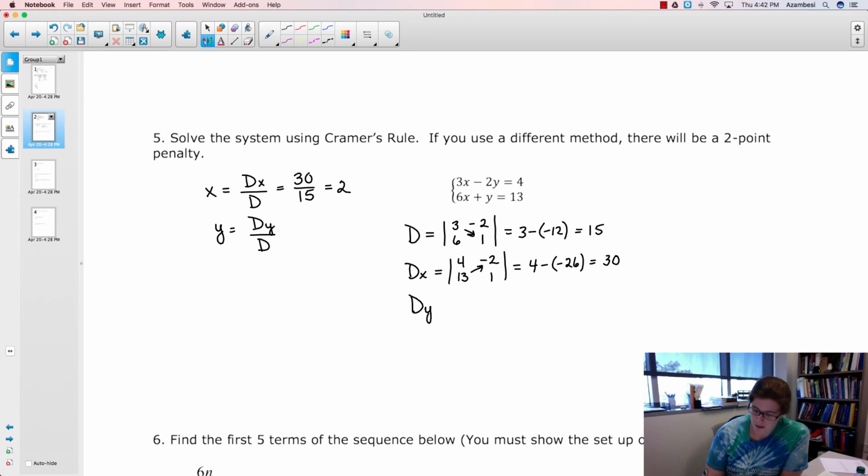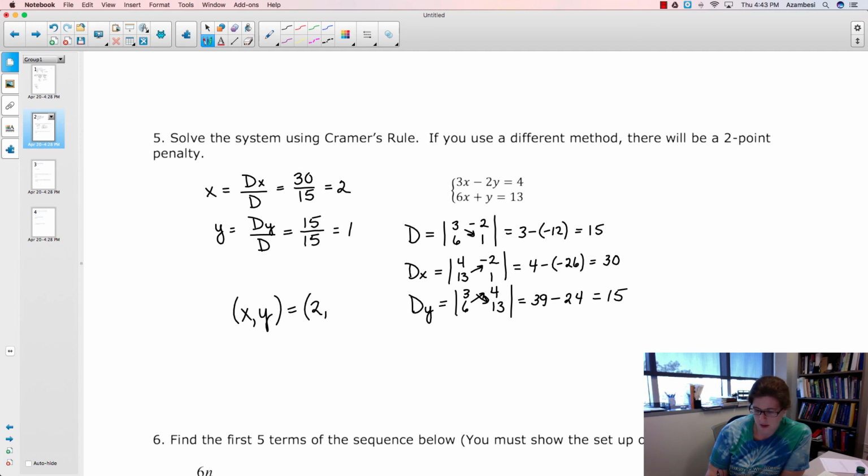For dy, I'm going to replace the y's this time. So 3 and 6 are my x's, and y are 4 and 13. Alright, multiplication gives me 39 minus 24 equals 15. So I have for dy 15, d is 15, gives me y is equal to 1. So x, y is 2, 1.